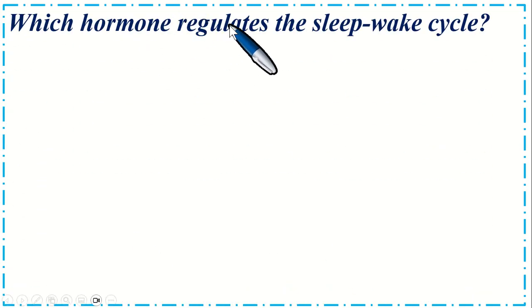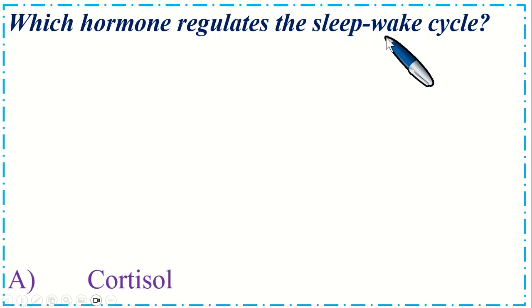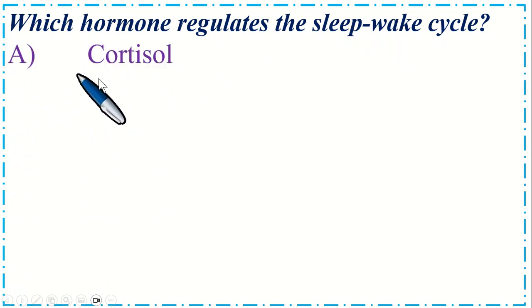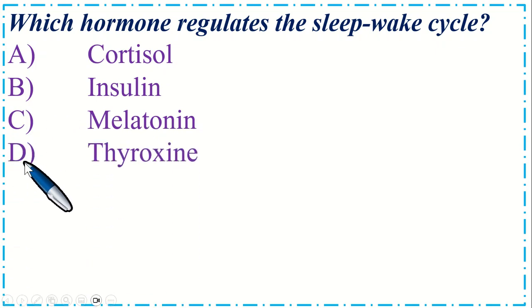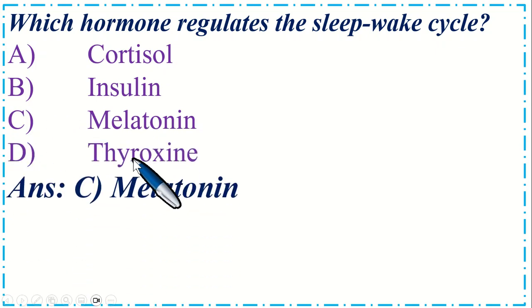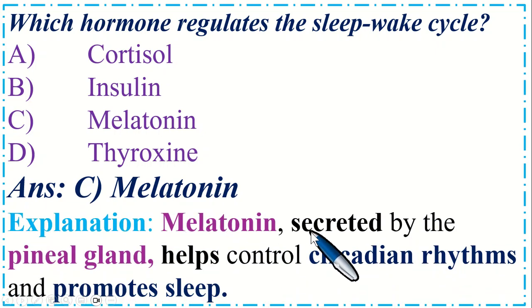Which hormone regulates the sleep-wake cycle? Option A cortisol, B insulin, C melatonin, and option D thyroxine. So the correct option is C, melatonin. Melatonin is secreted by the pineal gland, which helps to control circadian rhythms and promote sleep.